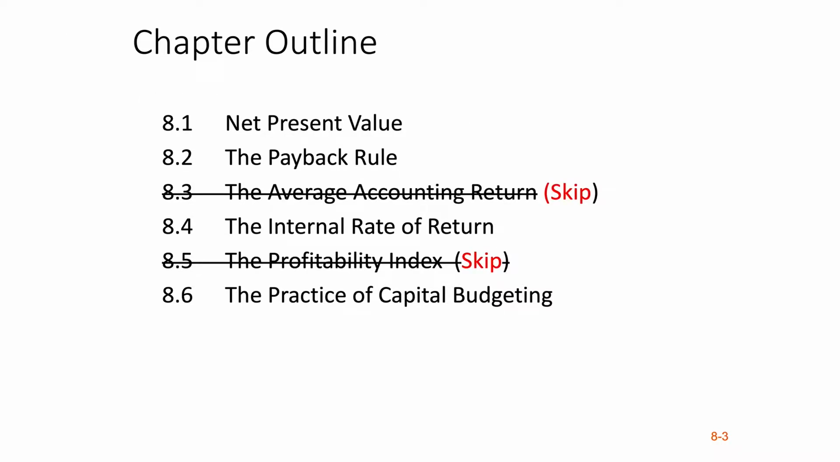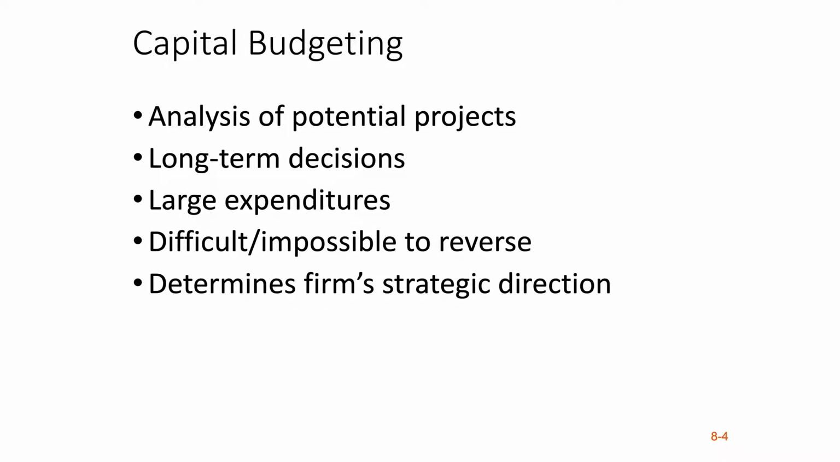Now, we're going to skip section 8.3, the average accounting method, and also 8.5, the profitability index or PI ratio. Let's just concentrate on those three rules: net present value, payback period rule, and internal rate of return. We're using those three rules in capital budgeting.